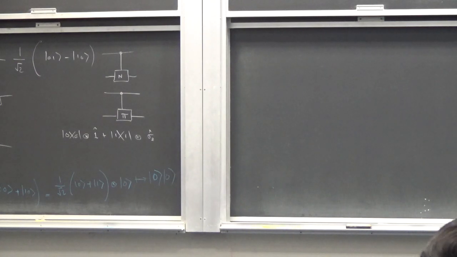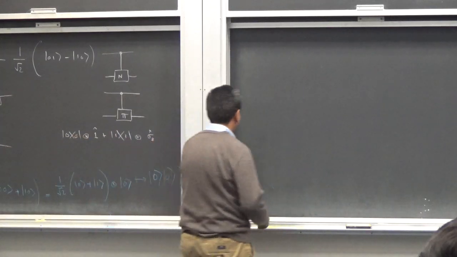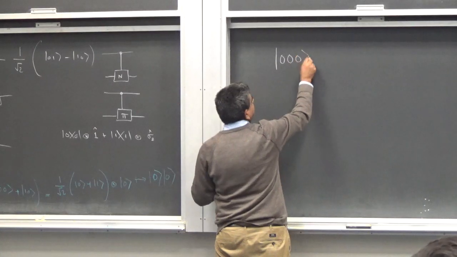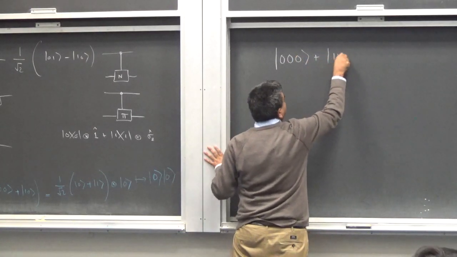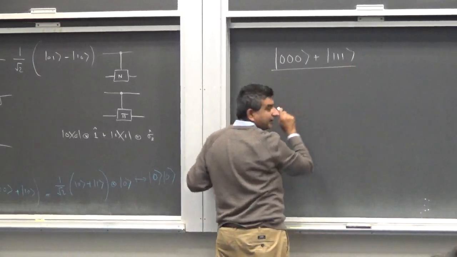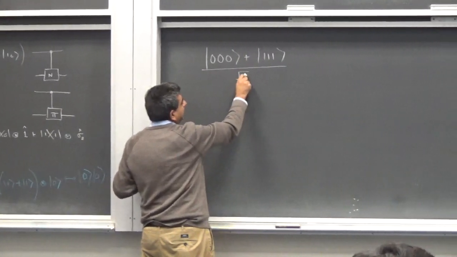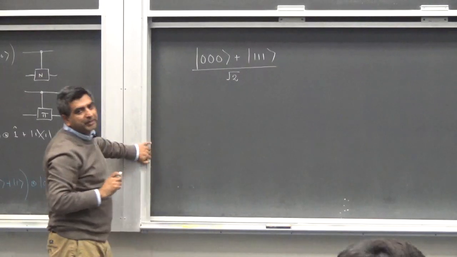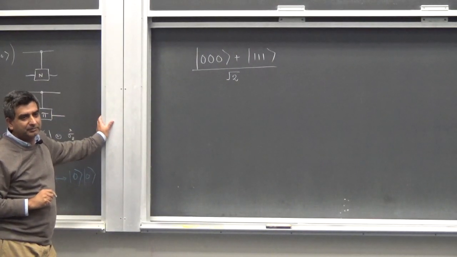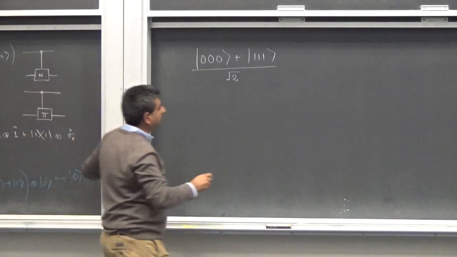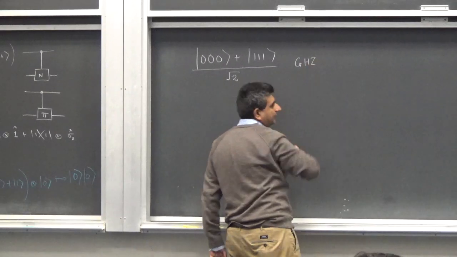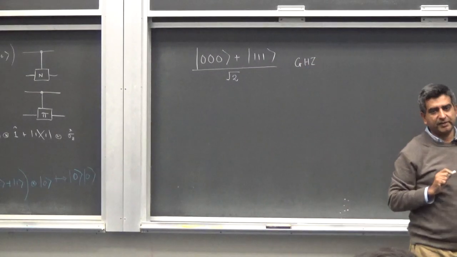So if I were to write, and what factor should I write here? I don't know. This is an example of a 3-qubit totally entangled state. Right? So this is, by the way, called a GHZ state. Greenberger-Horne-Zeilinger state.